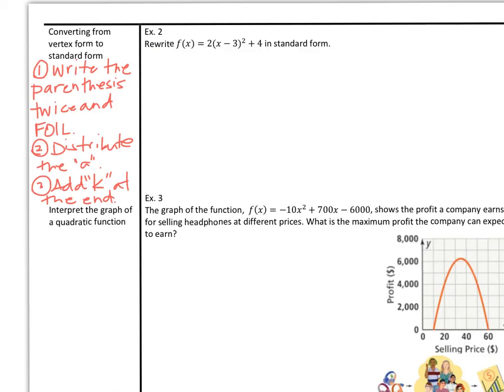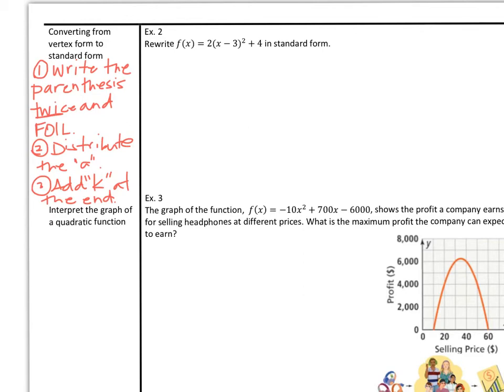To work with quadratic functions in different forms, it's notable to show how to go from one form to another. Rewriting from vertex form to standard form requires these 3 steps. The first thing you want to do is take away the parentheses. So we'll actually write out the parenthesis twice since it's being squared, and we'll FOIL it. Then, to eliminate the parenthesis one more time, we'll distribute the a in, and that will get rid of our parentheses completely. Last but not least, our final step is we add k at the end, and that will convert from vertex form to standard form.